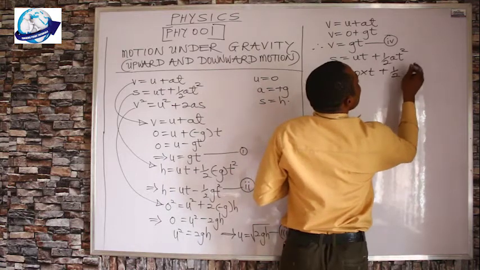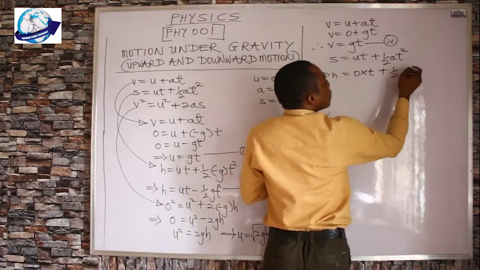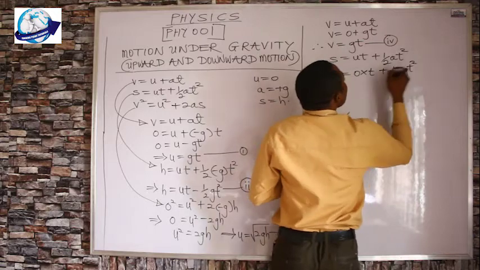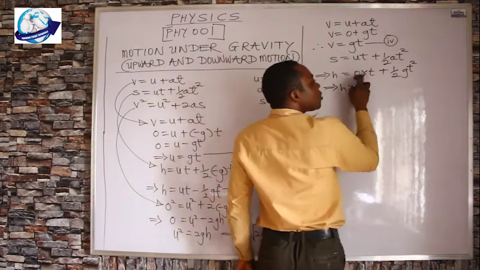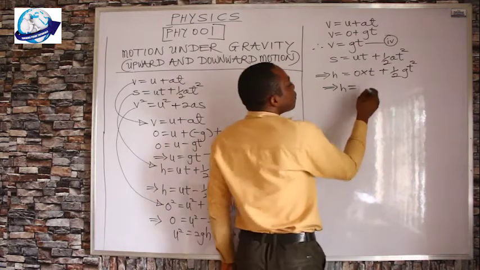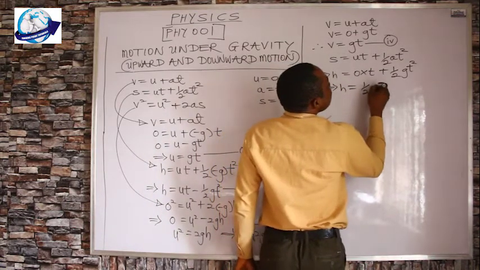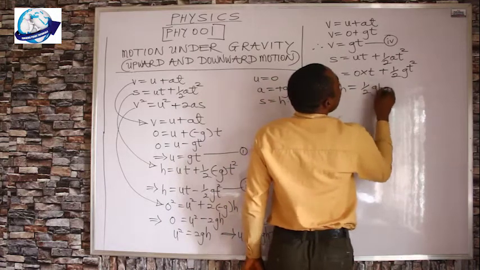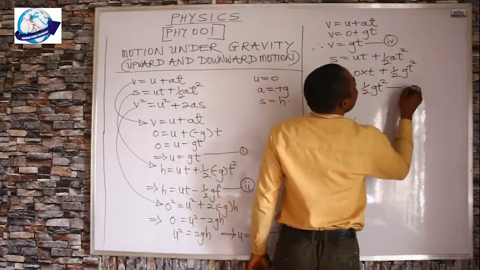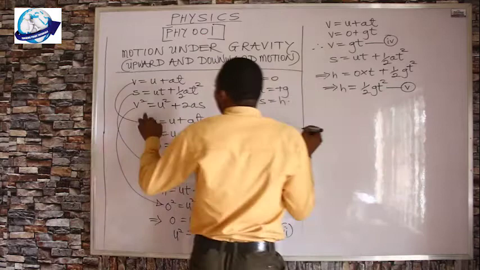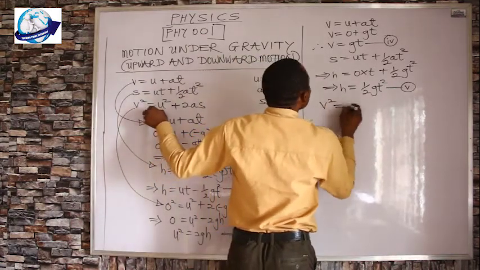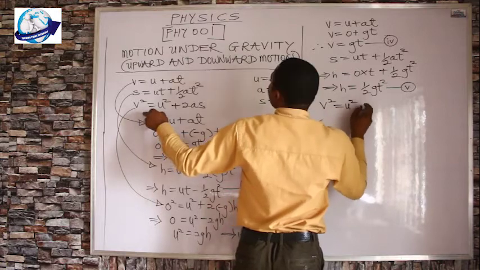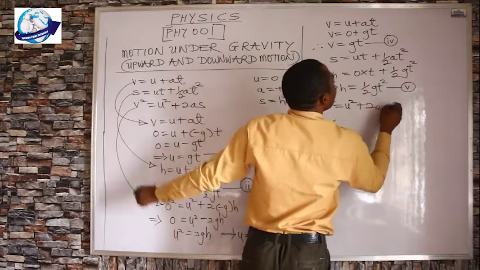Then this is a positive G, the A becomes positive G, T squared. At the end of the day, it implies that our height, now 0 times T, 0, cancels out, becomes half GT squared, and that is equation 5. Then from this one, we have, remember, V squared is equal to U squared plus 2AS.